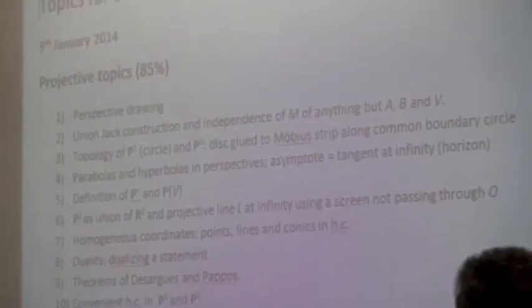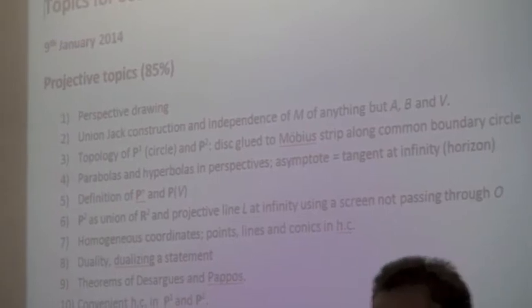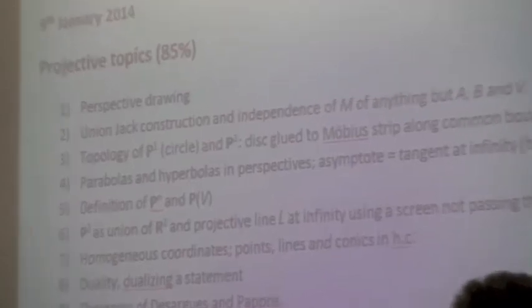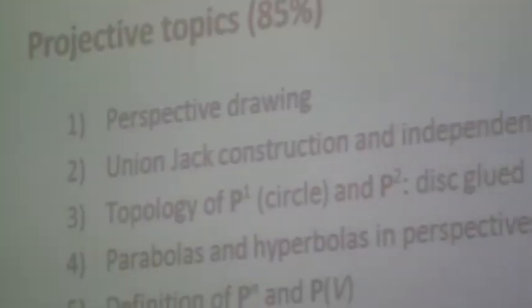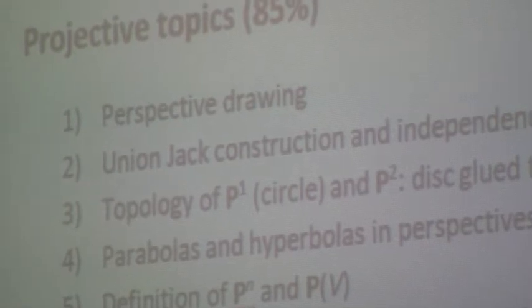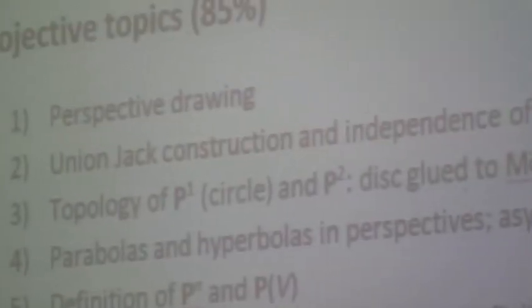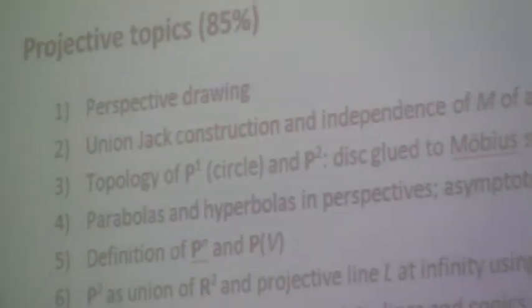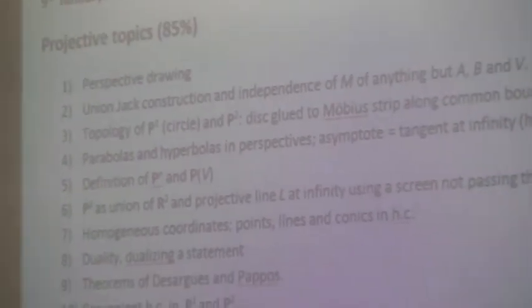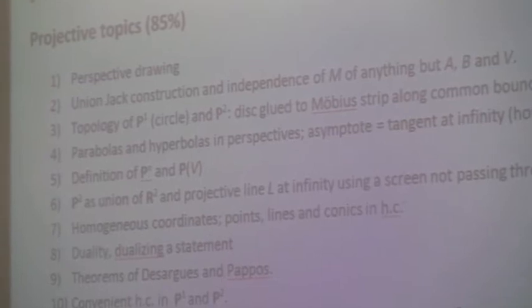So what are the topics? Perspective drawing. And the thing we started with. You remember with three pieces, the parallel lines intersecting on the horizon. The Union Jack construction for the perspective view of a midpoint. Remember, it's of course related to harmonic quadruples, something you asked about.